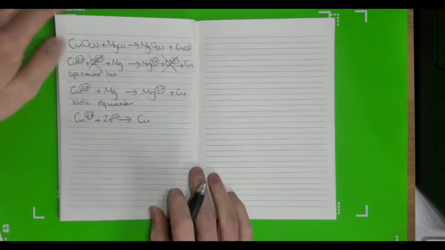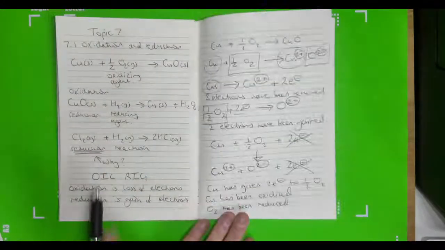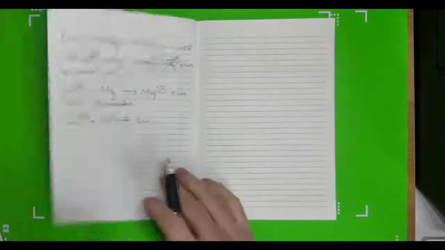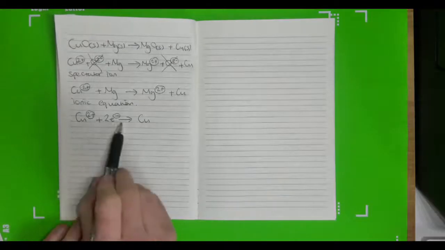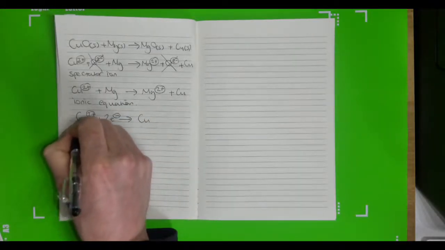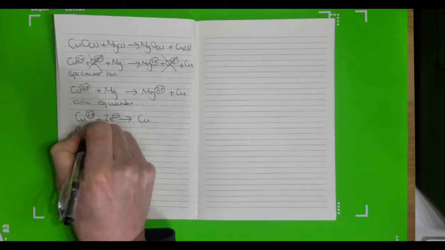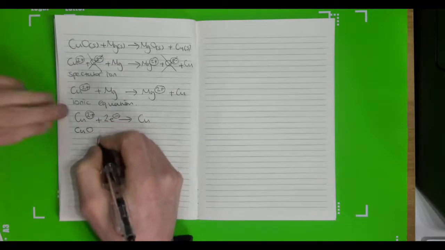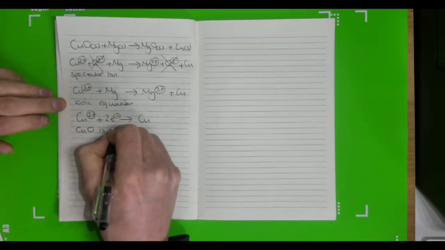Let's have a look back. OIL RIG. Oxidation is loss of electrons, reduction is gain of electrons. So I've gained electrons here. So we write down that the CuO, because that's where it's from, the CuO is reduced.